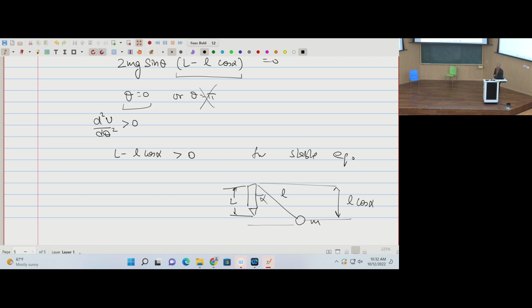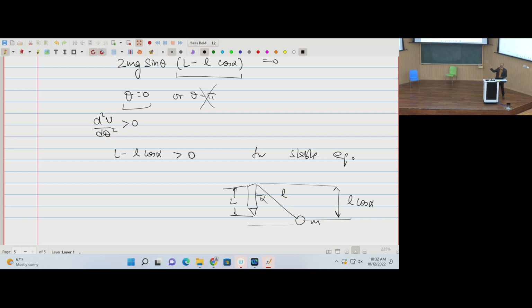So capital L minus small l cos alpha is greater than 0 if your mass is attached such that it is below the pivot. So the masses should be below the level of the pivot for this system to be in a stable equilibrium.